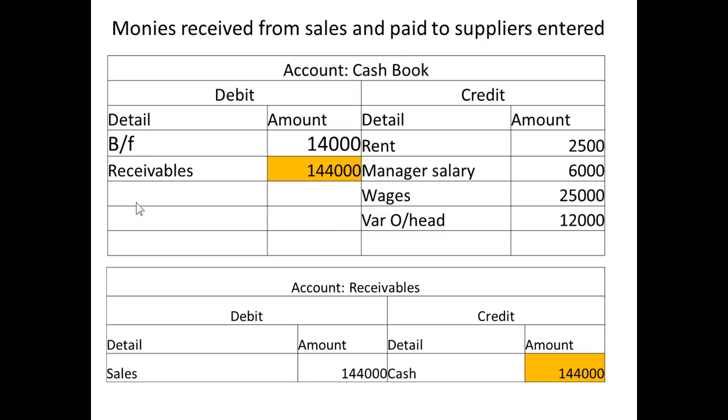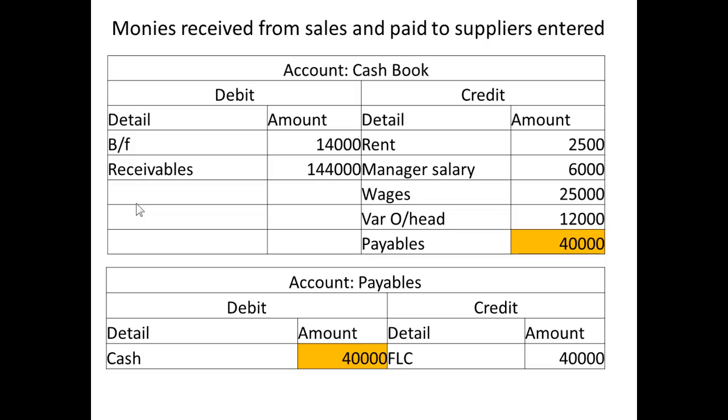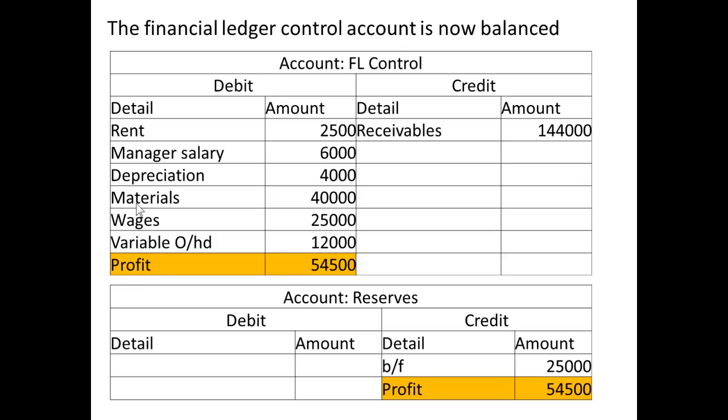Now we have money that's going to be received from those sales and money that we're paying to suppliers. So let's deal first of all with the sales. When we receive the money from that, we'll receive 144,000 cash, so we'll credit the receivables and debit the cash book. And for the payables, we will credit the cash book and debit the payables account. So that's everything paid for, and we've received money for everything that we've sold.